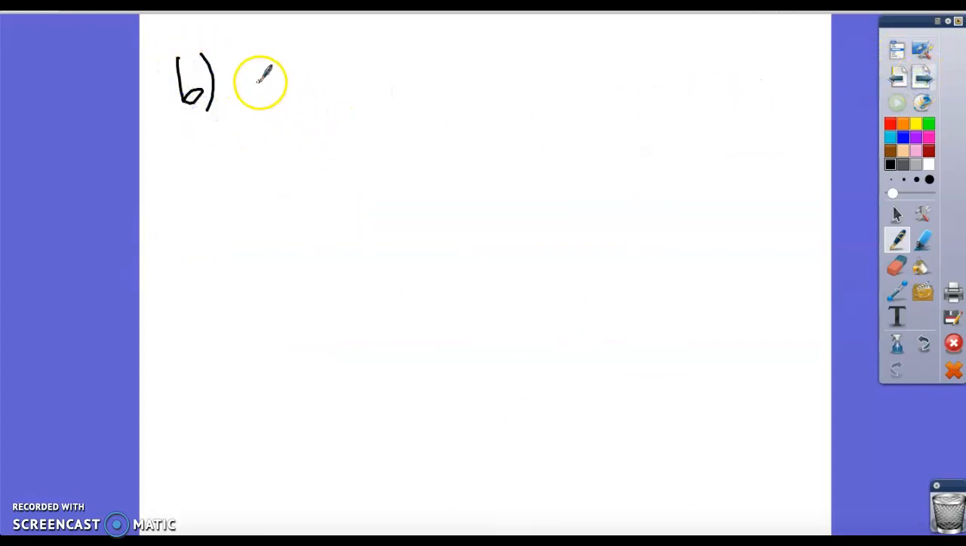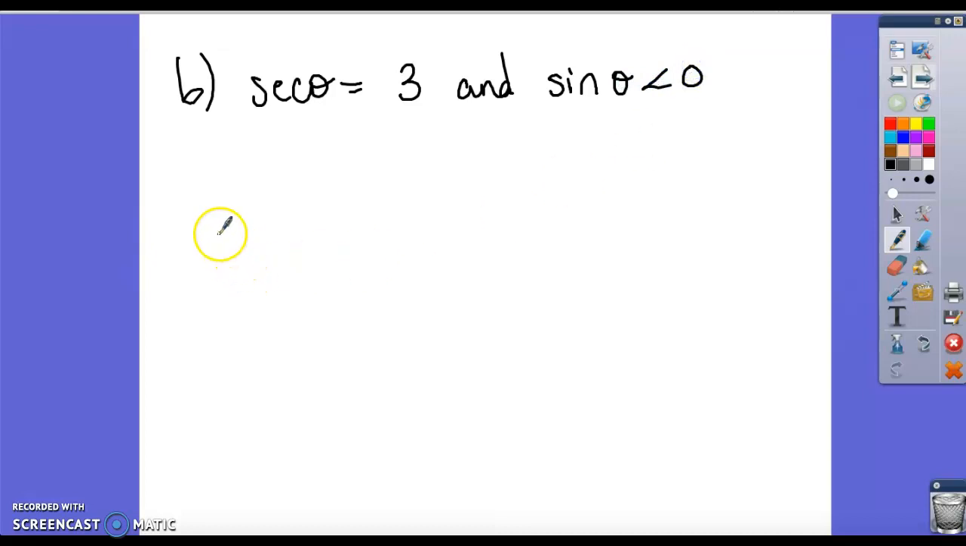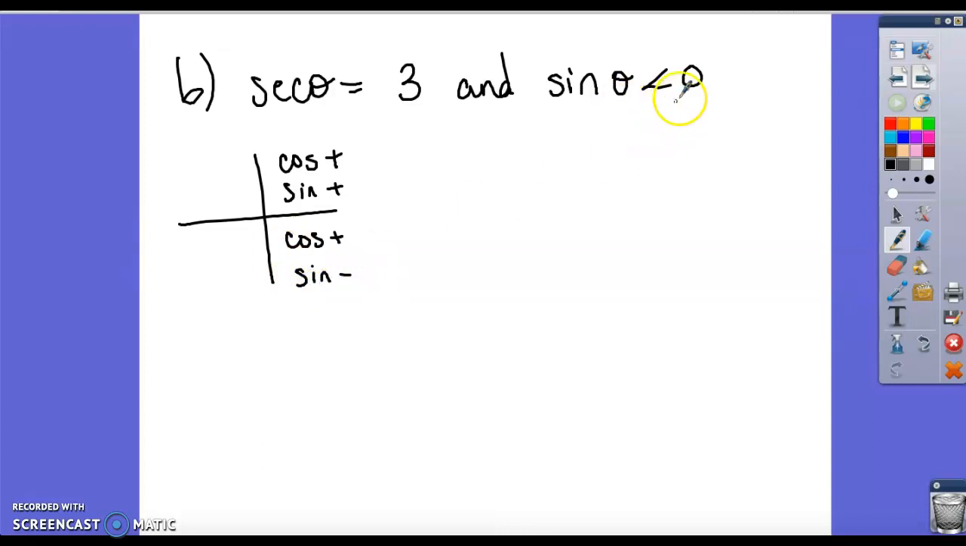Let's look at one more. Secant of theta is 3, and sine of theta is less than 0. So I am looking for the quadrant. If secant is positive, that means cosine is positive. So I know that cosine is positive in the first and it's positive in the fourth. But sine is negative. I know that sine is positive in the first quadrant and sine is negative in the fourth quadrant.